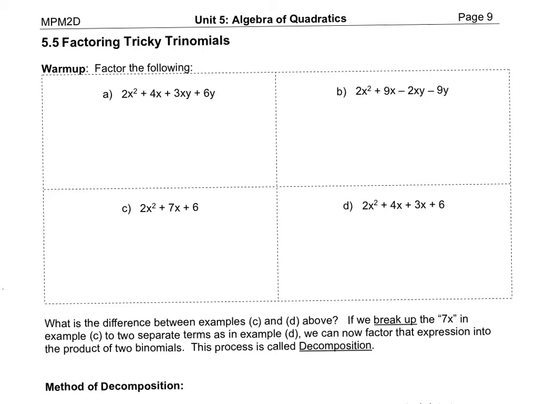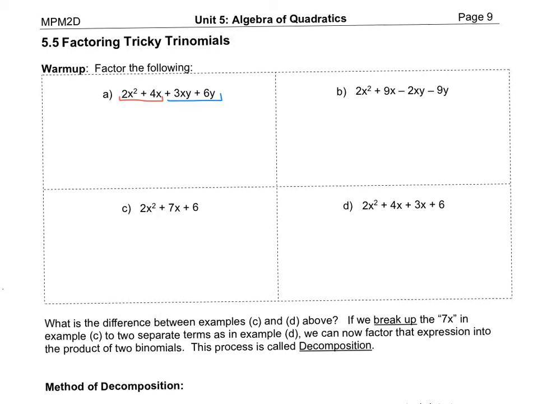Before we do that, though, we're going to practice factoring the following, and you'll notice there are 4 terms in almost all of these examples except for part C. When we have the 4 terms, we talked about factoring by grouping. So we could pair up terms and look at common factoring within the pairs.